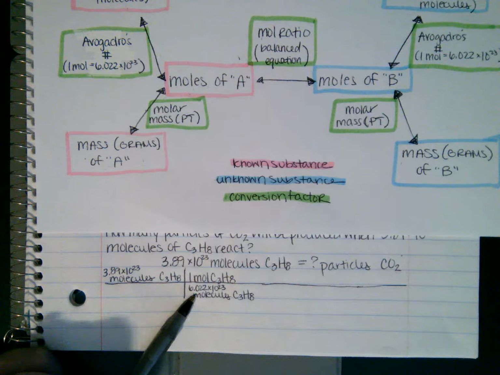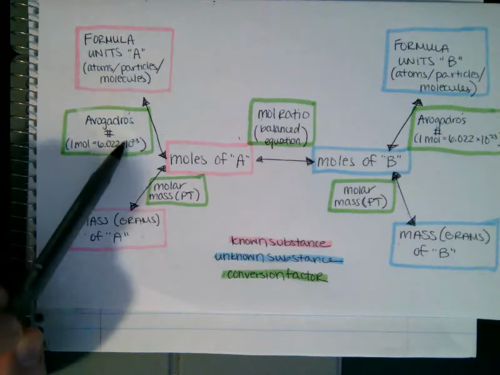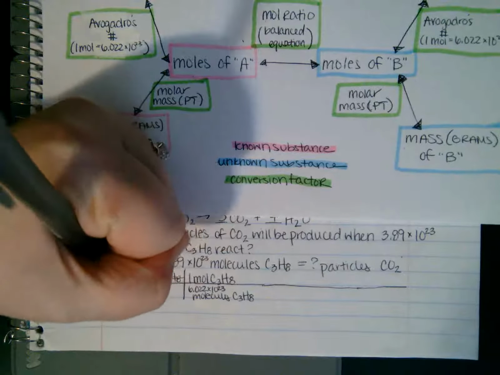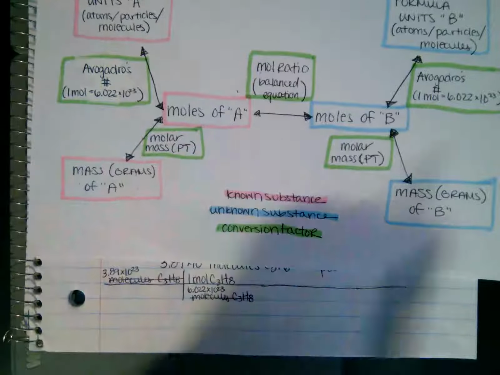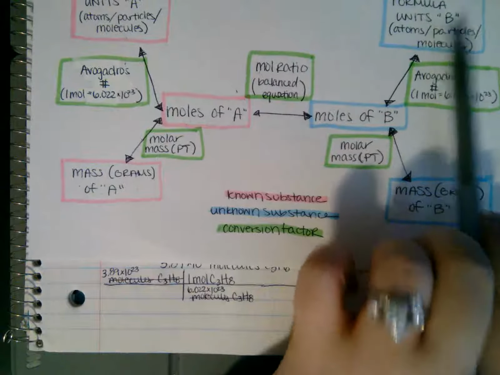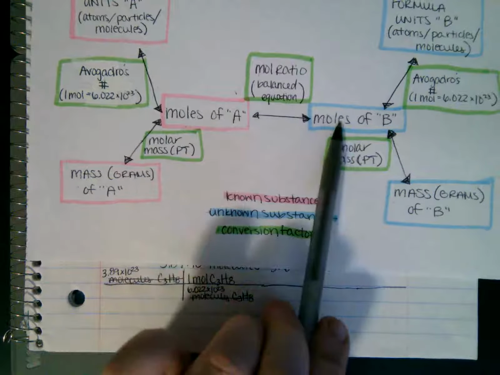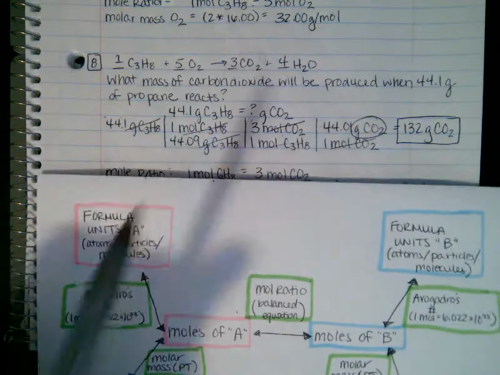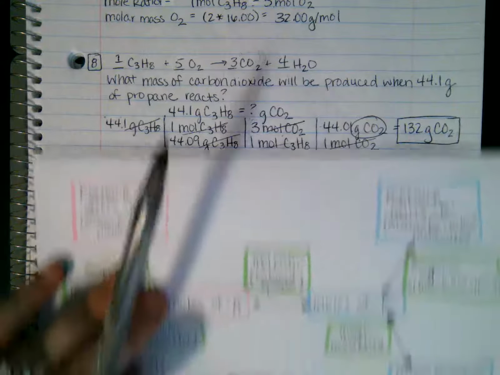So if we look at our unit cancellation right now, we had molecules, we divided by molecules, we're left with moles of propane as our current unit. But of course we don't want moles of propane. We're trying to get all the way to the top right. So we need to figure out what's the relationship between moles of propane and moles of, in this case, carbon dioxide. Well, we had that in our previous problem, in number 8. We knew that 1 mole of propane gave us 3 moles of carbon dioxide.